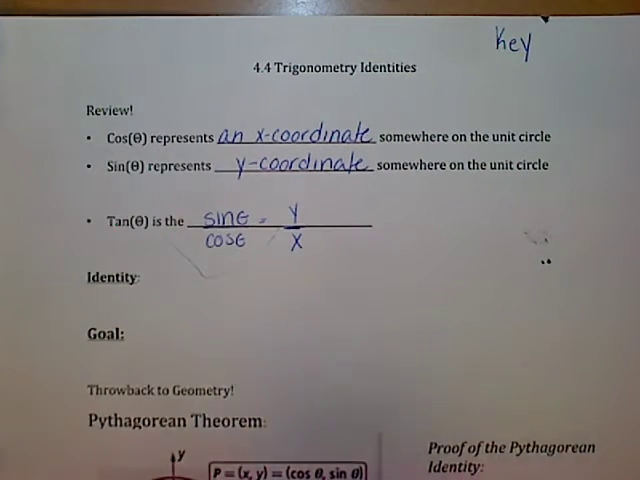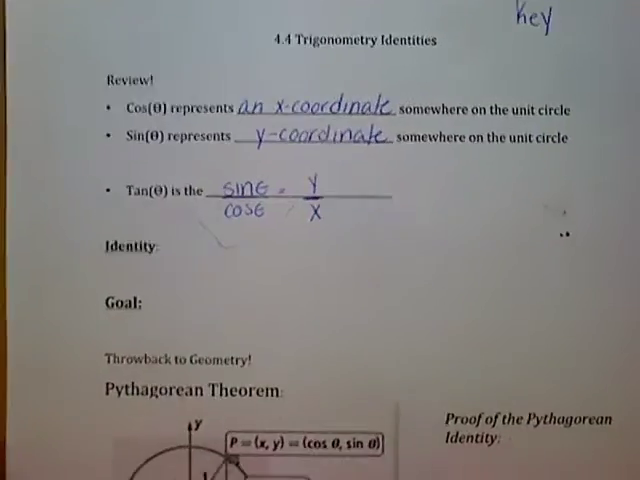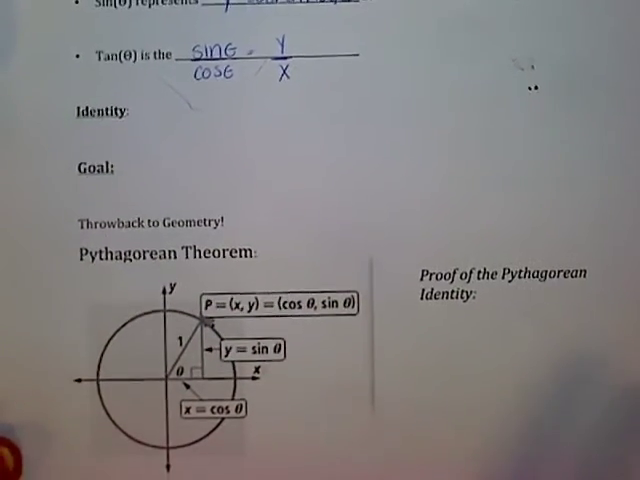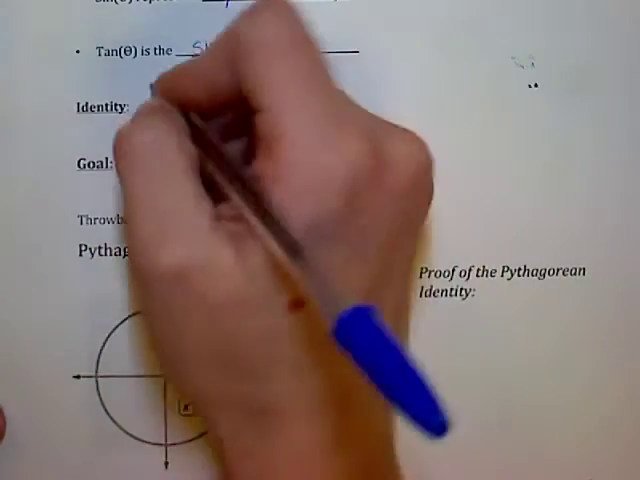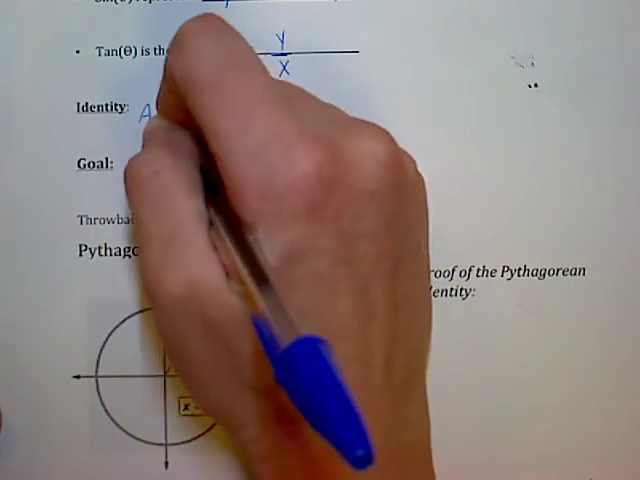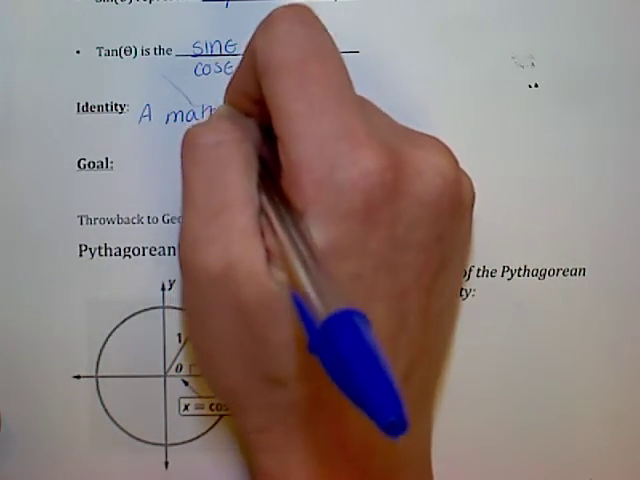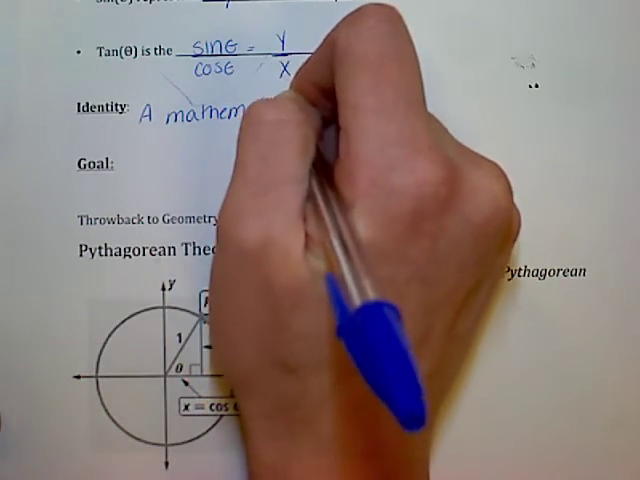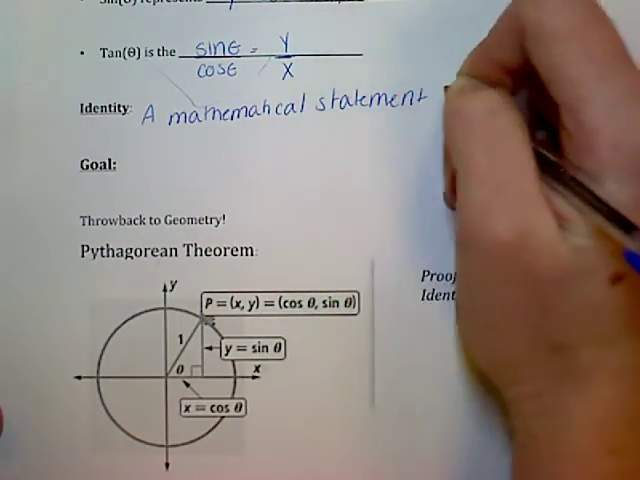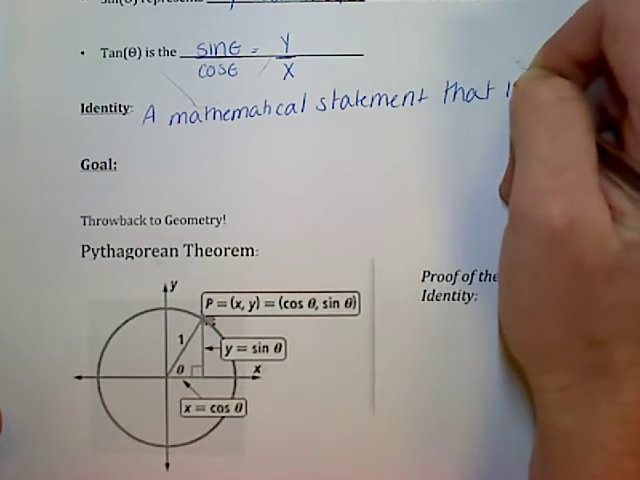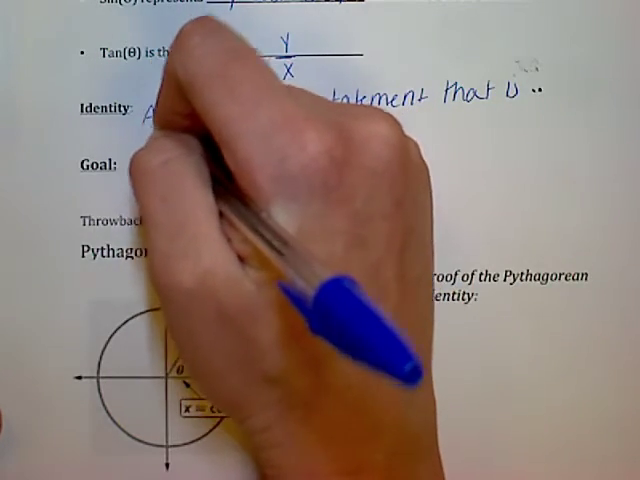So let's first talk about this word identity in math class. Obviously you've come across the word identity before, but basically an identity is a mathematical statement that is always true.